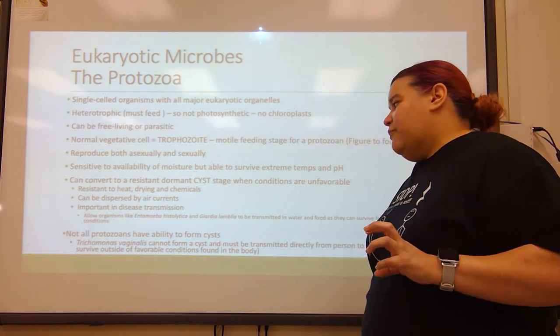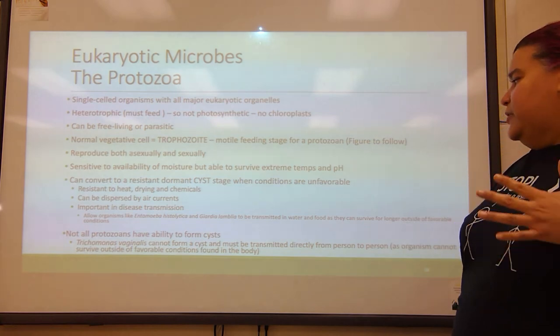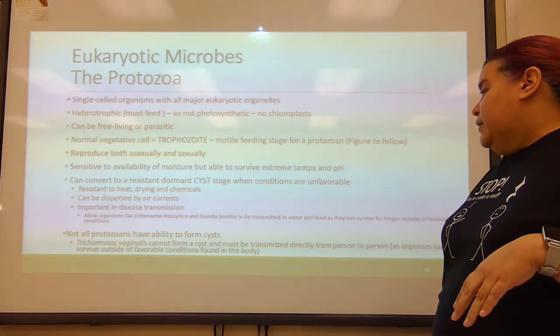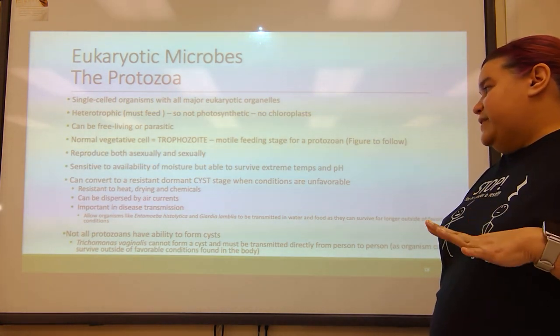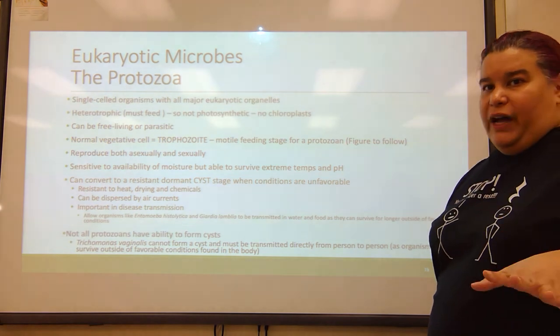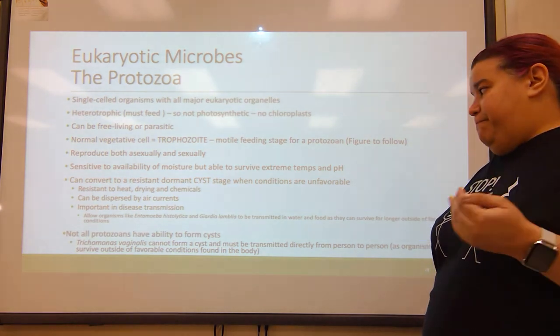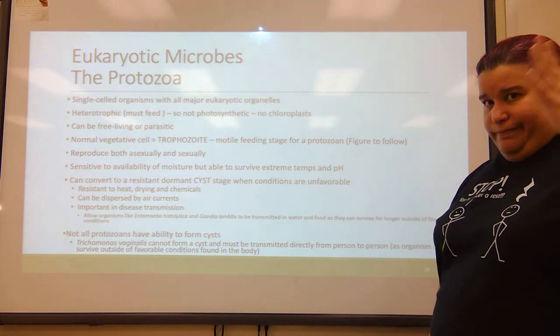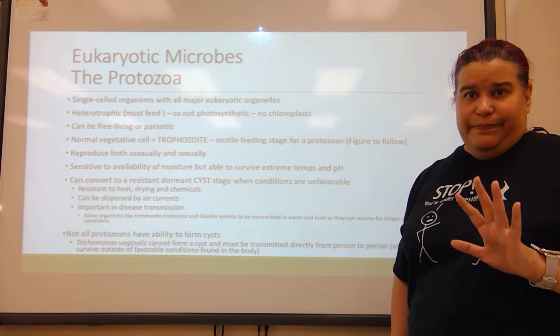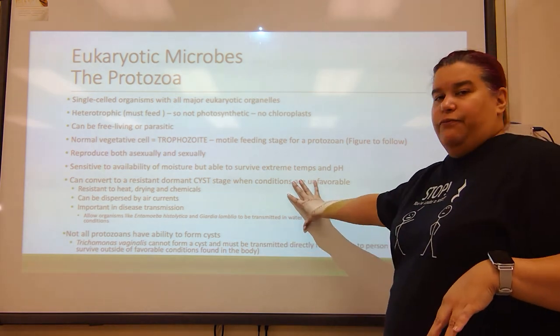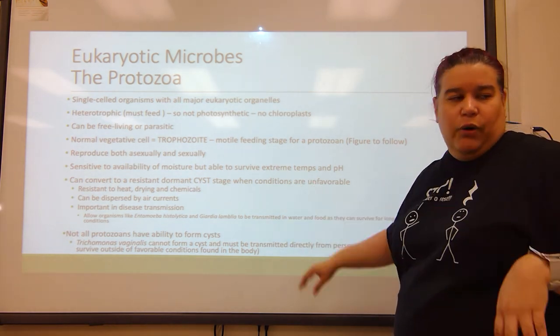Trichomonas vaginalis cannot form a cyst and must be transmitted directly from person to person. Basically, Trichomonas can't really survive in bad conditions. If it meets up with bad conditions, it dies because it doesn't have the ability to form this dormant cyst form.